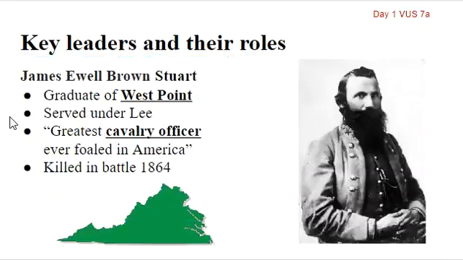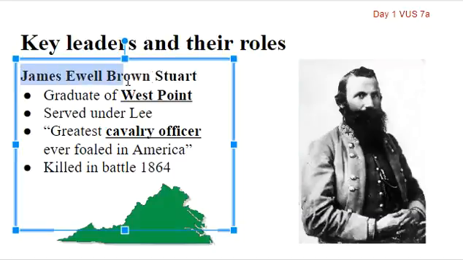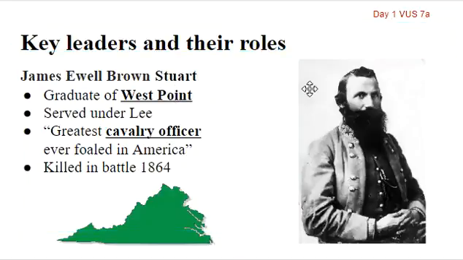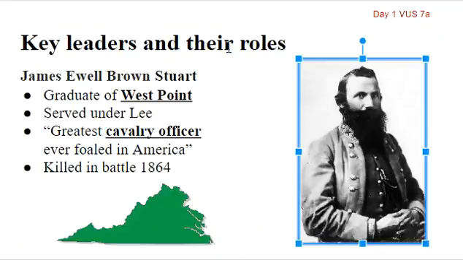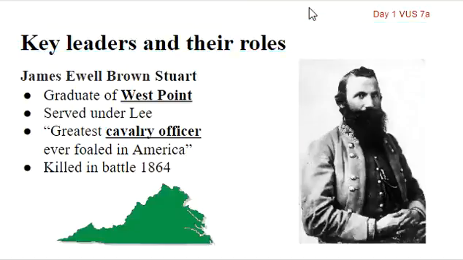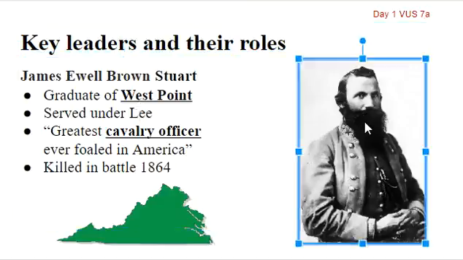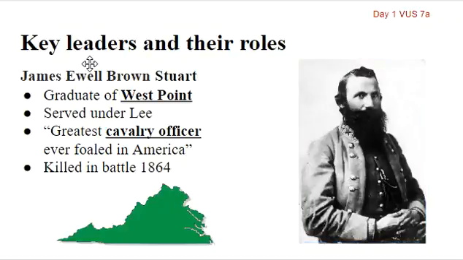Another key leader was James Ewell Brown Stuart. You guys are familiar with him because he goes by Jeb Stuart, J-E-B. He was a graduate of West Point, which is a college. He served under Robert E. Lee, and he's known as the greatest cavalry officer ever produced in America. He was killed in battle in 1864. And as you guys know, he had a high school named after him, Jeb Stuart High School, where we go. But because he fought for the South, a lot of people don't feel it's appropriate and feel that he represents slavery, so we're changing our name. He's not going to have Jeb Stuart named after him anymore.